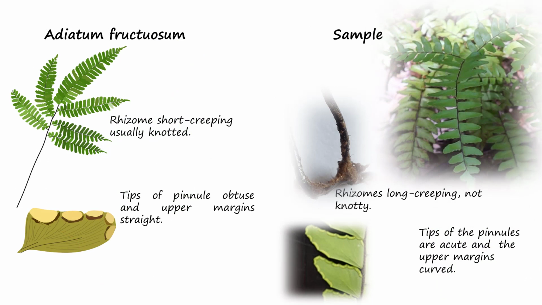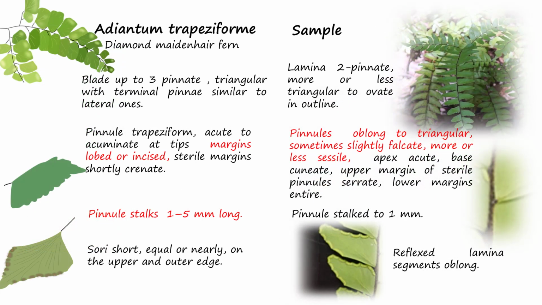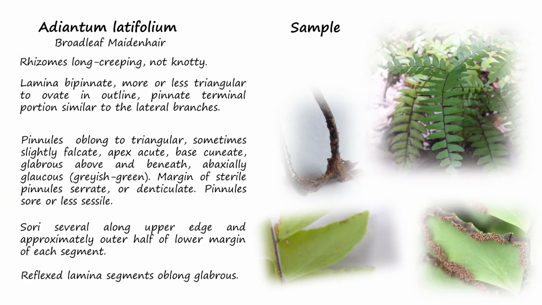Adiantum fructuosum, unlike the sample, has short creeping rhizomes usually knotted instead of long creeping rhizomes, which are not knotty. Tips of the pinnules obtuse instead of acute, and the upper margins are straight instead of curved. So again, not the fern to be identified. Adiantum trapeziforme, though quite similar to the fern to be identified, has pinnule margins lobed and pinnule stalks of up to 5 mm, while in the fern to be identified, the sterile pinnules have upper margins serrate and pinnules are more or less sessile. Moreover, the sori of Adiantum trapeziforme are short, whereas on the fern to be identified, the sori are oblong. The fern observed was identified as Adiantum latifolium, with its rhizome long creeping, not knotty, lamina bipinnate, more or less triangular in outline, pinnules trapeziform, slightly falcate, more or less sessile, sori along the upper edge and outer half of lower margin, and reflex laminar segments oblong.